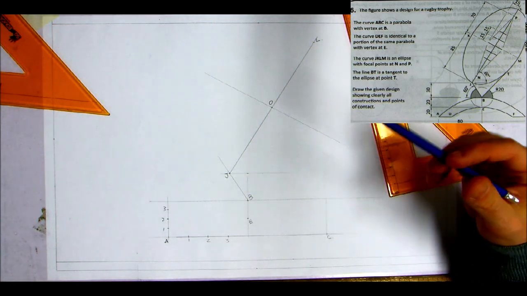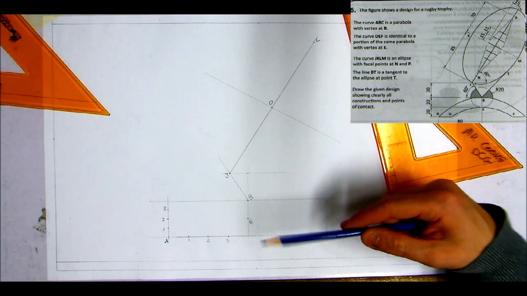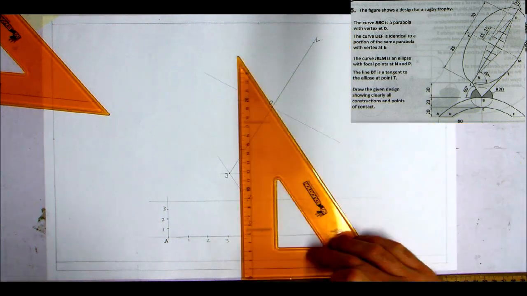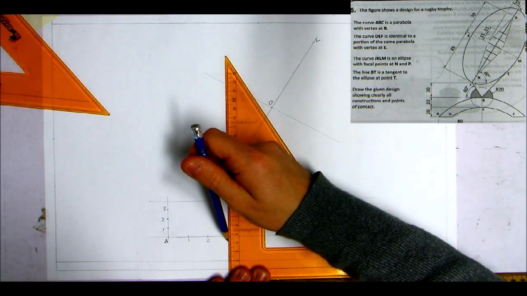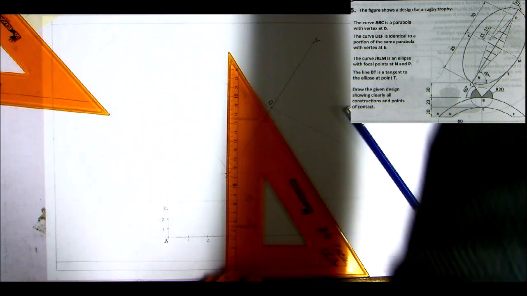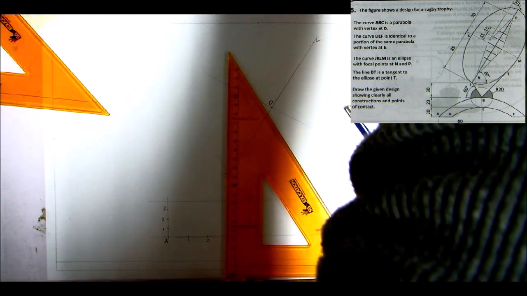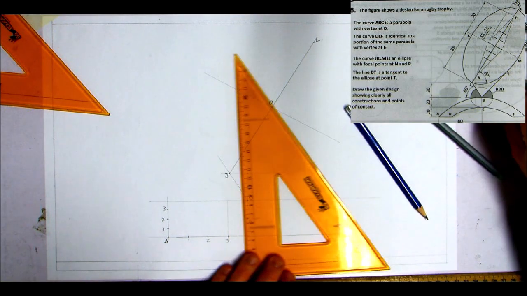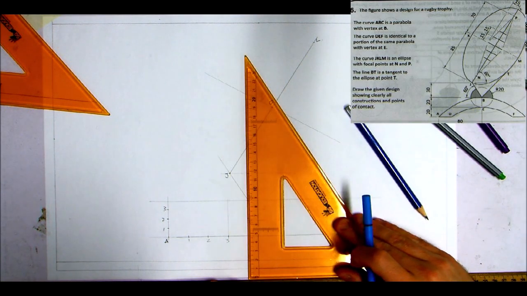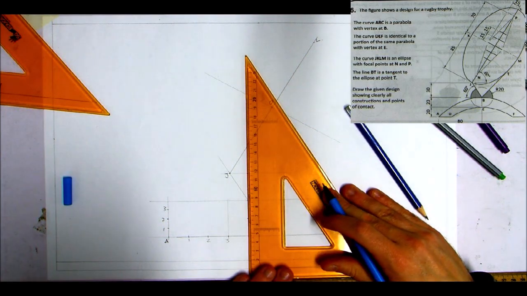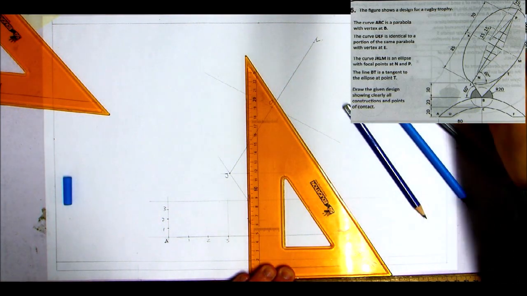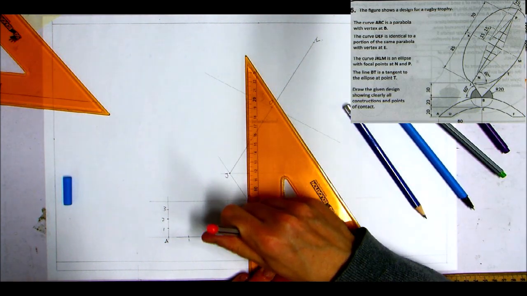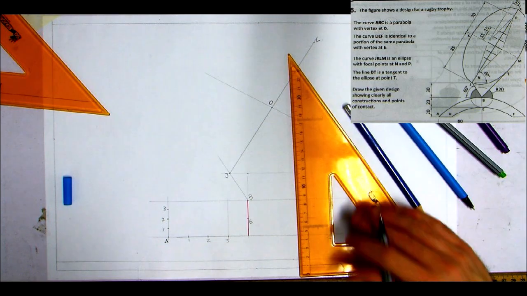The axis, or the mirror line of this parabola, is the vertical line here. So that means these bottom lines will go parallel to it. I'll draw in coloured pencil, or coloured pen, just to highlight it a little bit. So our axis here is this red line. That is our axis.